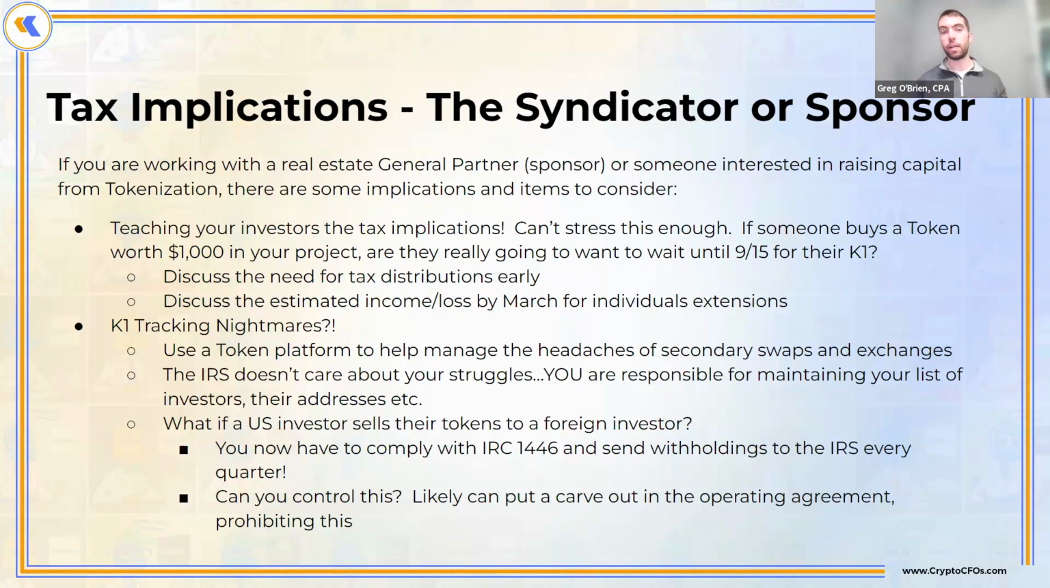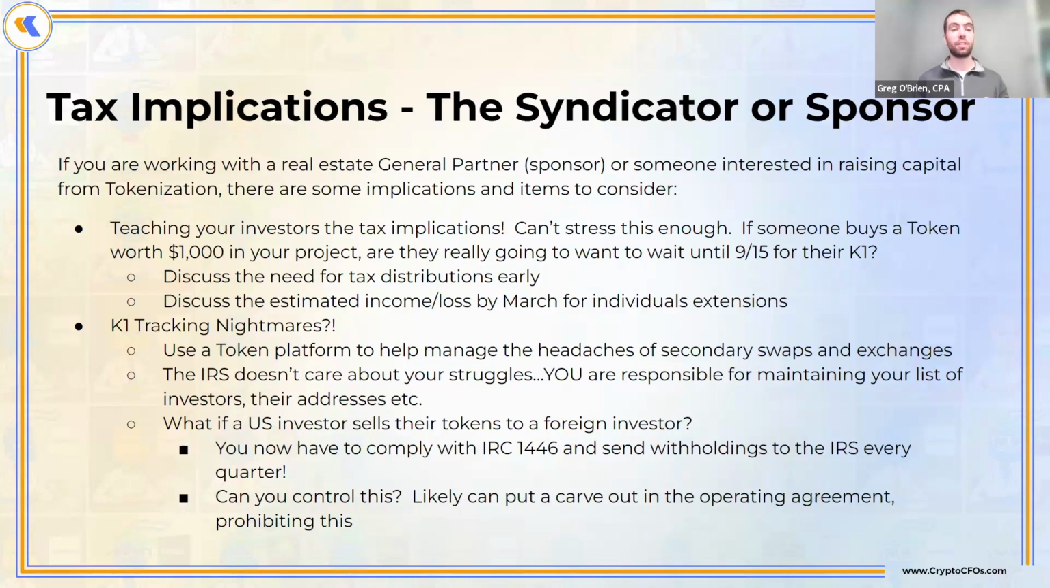We always say, teach your investors the tax implications, because if we're talking about democratizing the entry point to real estate through tokens, although today it's difficult because of accredited investor rules, but if we get there, I don't know if these people are going to want to get into a project that creates tax nightmares, right? So if someone buys a token for $1,000 in your project, are they really going to want to wait until September 15th, hypothetically, to get their K1 form?